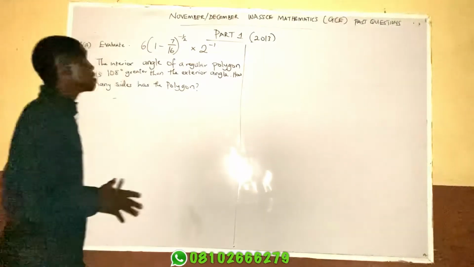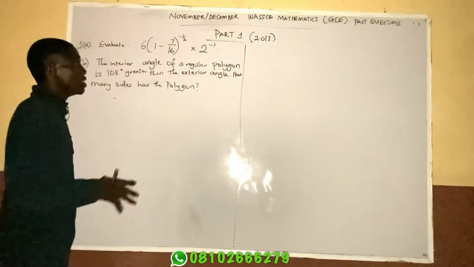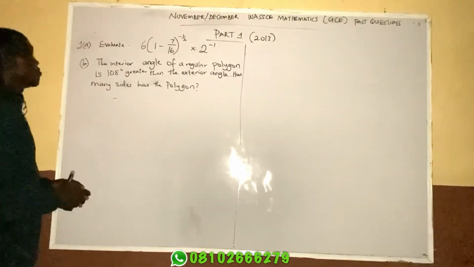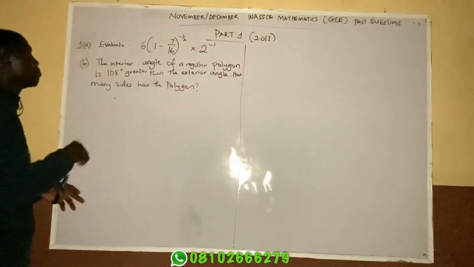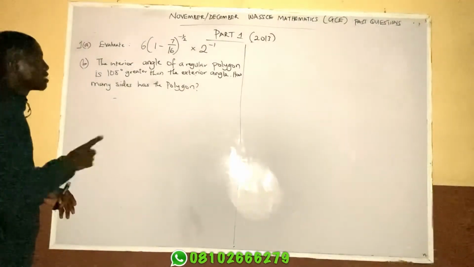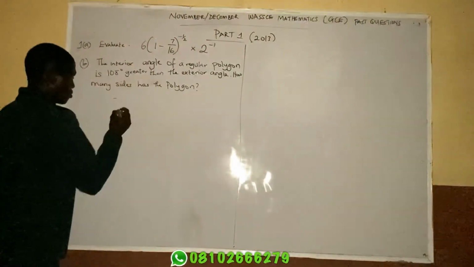So today we'll be considering November-December WAEC mathematics GCE past questions, specifically the year 2018. And here are the questions. The first one says: evaluate 6 into bracket 1 minus 7 over 16 raised to power minus half, times 2 raised to power minus 1. Solution. Now let's go into the solution.